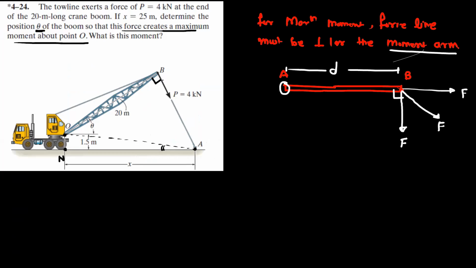So in this diagram, the force P must be perpendicular to the boom OB for the maximum moment. Now from point O, just draw one line up to the point A. So you will get this triangle OAN. In this triangle, this is 1.5, and x is given, which is 25 meter. So you can find out this angle, which is alpha. After that, you can find out AO, this side, by using Pythagoras.